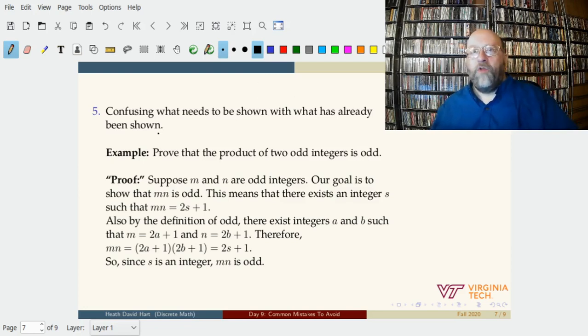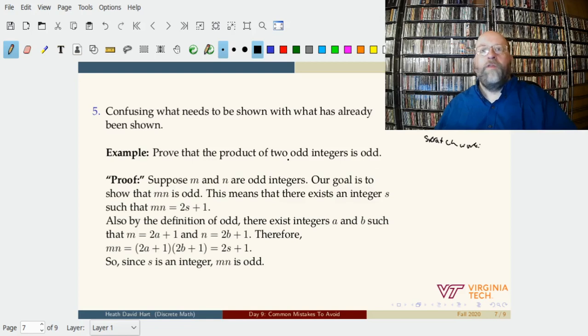Confusing what needs to be shown with what has already been shown. A lot of times when the calculations in a proof get hard, somebody will do some scratch work on the side, working backwards from the conclusion to try to figure out what it is they need to start with. And so then when they start to incorporate that scratch work in the proof, because they're working backwards from the end, they are incorporating something out of step, out of order.